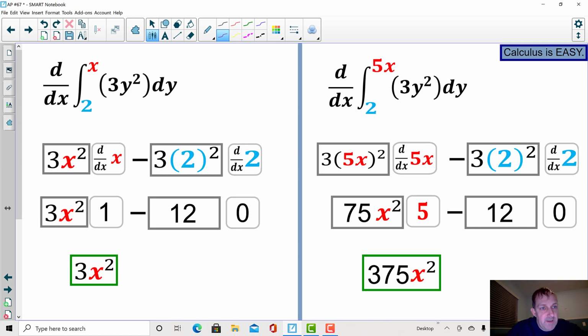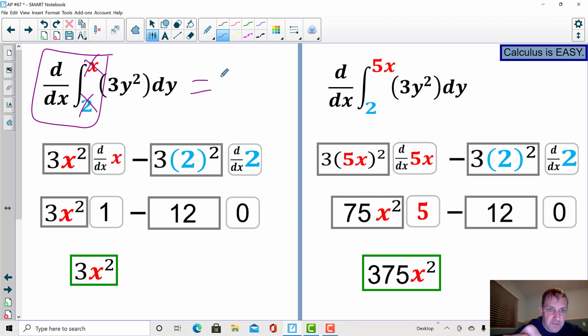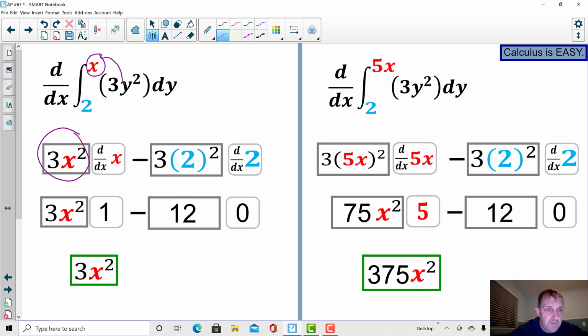Now instead of doing an indefinite integral, we're going to do a definite integral, so we're going to actually have bounds this time. If we didn't have bounds, then basically these two things would cancel, and we would just get 3y squared. But because we have bounds, we're going to have to plug in the number. So that would give us 3x squared. And then we got to do the chain rule, so we got to do the derivative of that number. So we're going to do the derivative of x.